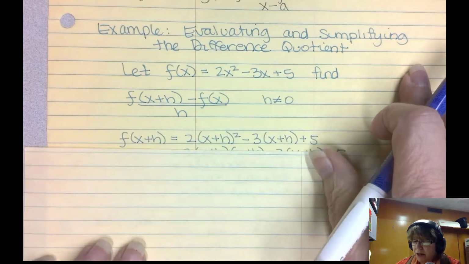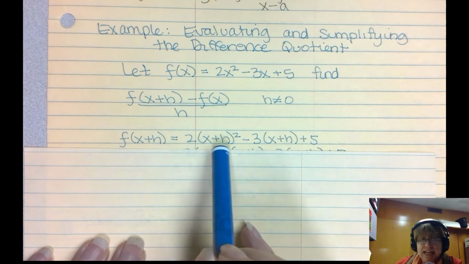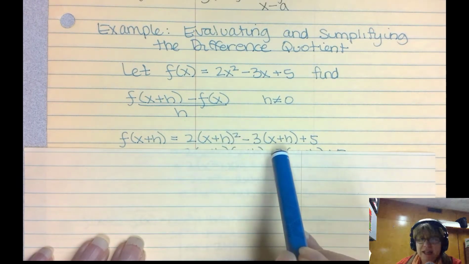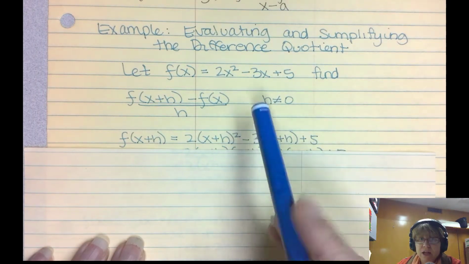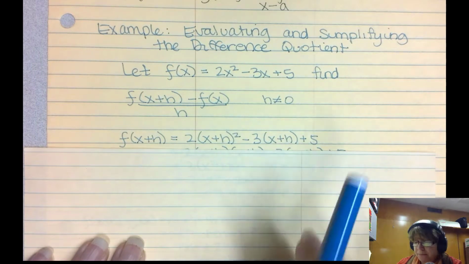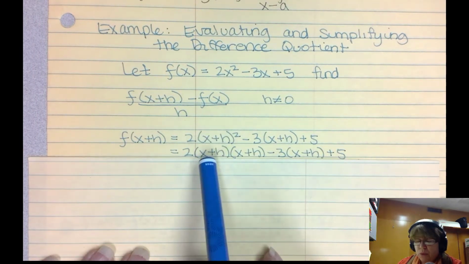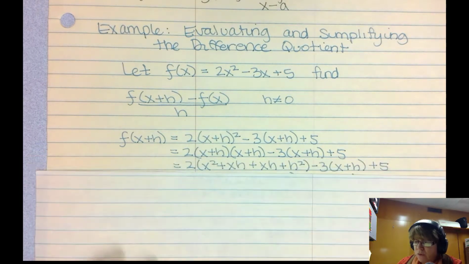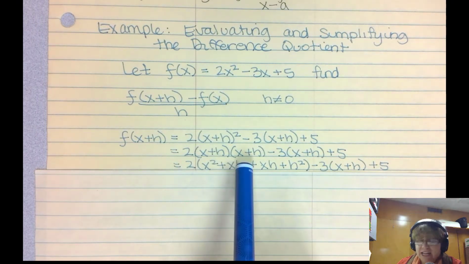All right, here we go. 2 times x plus h squared minus 3 times x plus h plus 5. So all I did was replace all the x's with an x plus h. Next, I'm going to start breaking this out. All I did was rewrite the x plus h twice. I'm going to FOIL out x plus h, x plus h.